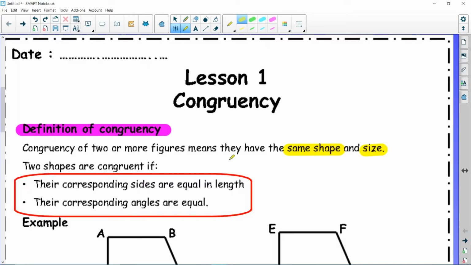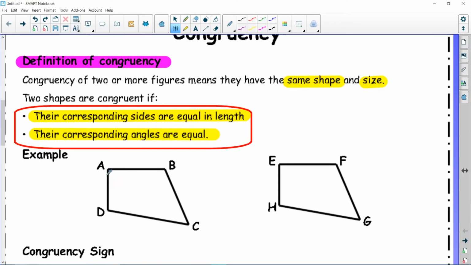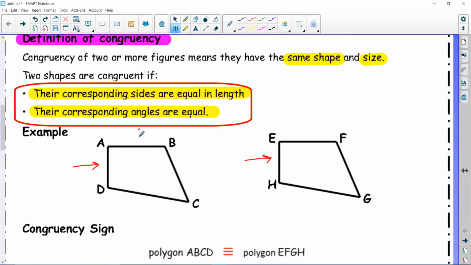Then I can say two shapes are congruent if their corresponding sides are equal in length and their corresponding angles are equal. Let's look here. Their corresponding sides, this side and this side, are corresponding. They must be equal in length, and also this side and its corresponding side must be equal in length, and this side must equal this side, and this side must equal this side.